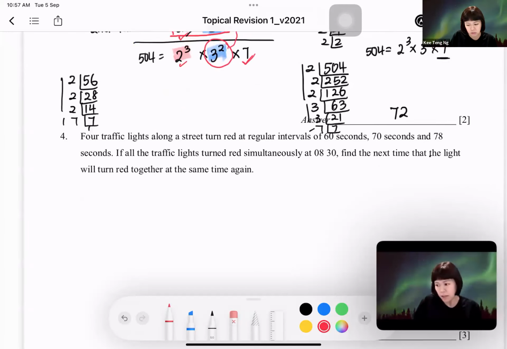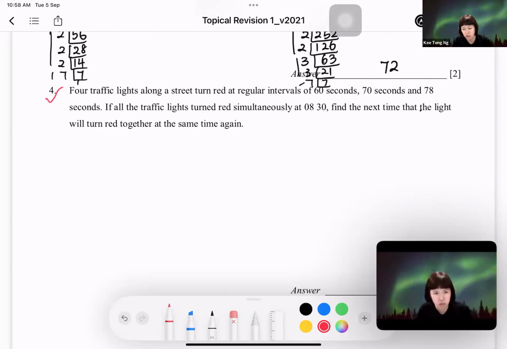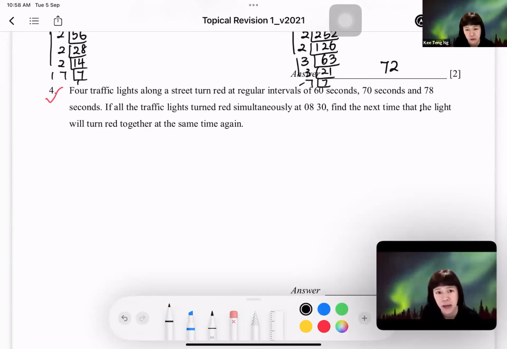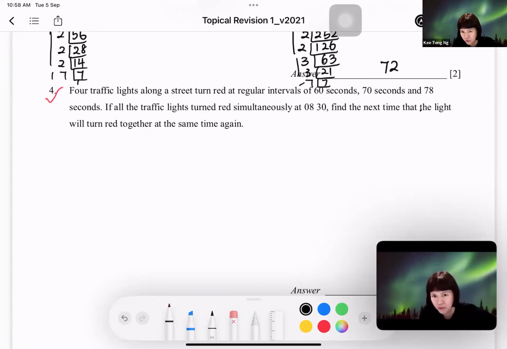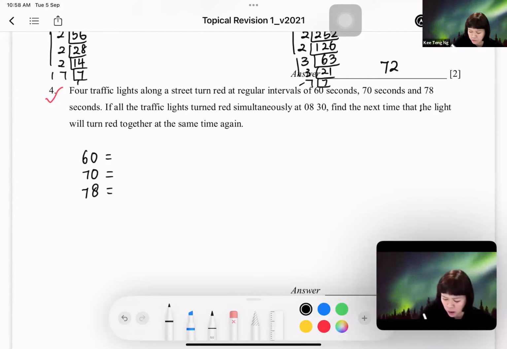Okay, next question. This one is a compulsory question, you must know how to do it. This is a must know. For 4 different traffic lights, are you all still alive? Hello? For 4 different traffic lights, we have intervals of 60 seconds, 70 seconds, and 78 seconds. For this kind of question, the first thing that you do is express them as a product of its prime factors.